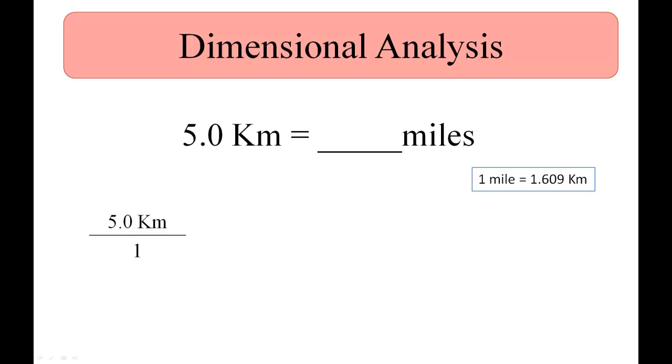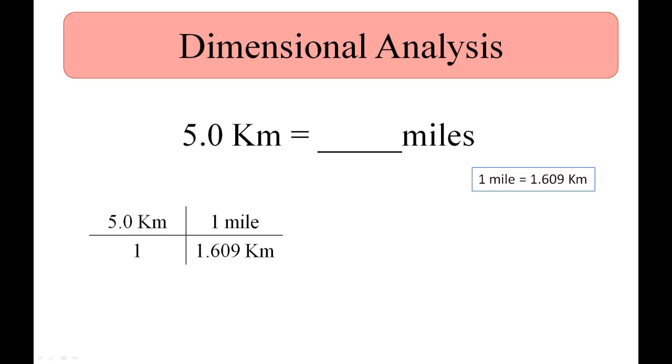Now here's the key to dimensional analysis. In order to cancel out the units, you write the conversion factor in a way that the units are on opposite sides of the train tracks, or the fraction. So 1 mile equals 1.609 kilometers. I'm going to put the 1.609 kilometers on the opposite side of the 5.0 kilometers.